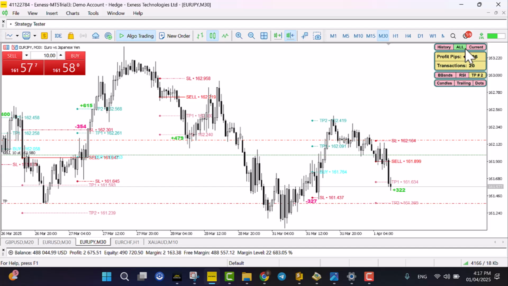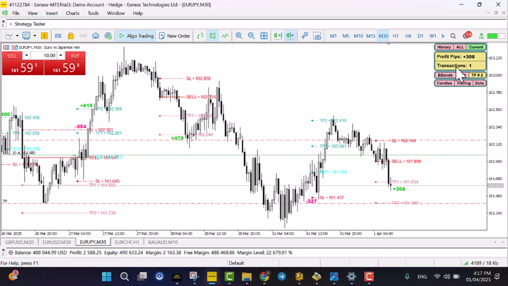On the other hand, you can use these buttons here on the top to choose to show only the history, which will not include the current trade, or all, which means you are showing the history and also the current trade that you can see here. There's a trade running, and you can choose to include that, or you can choose to show only the current profit of the trade that is currently running, which is going to reflect here in the same way.